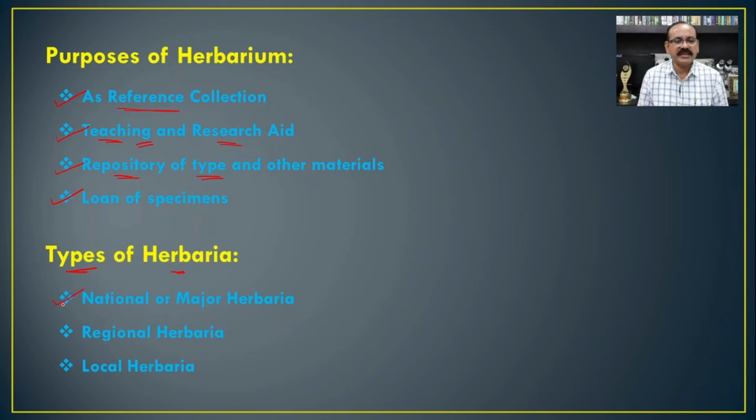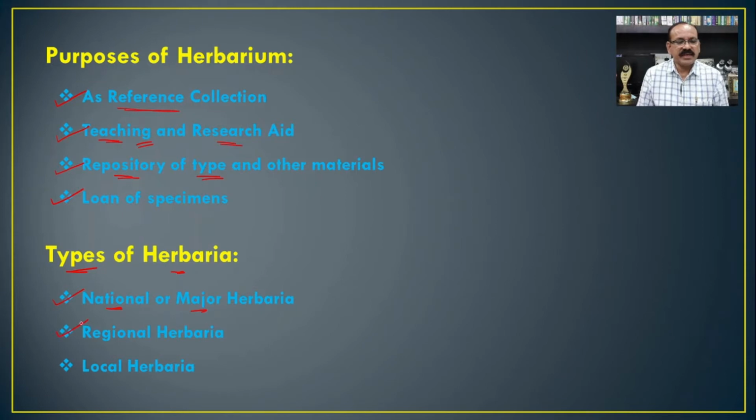The first one is the national or major herbaria, which contain specimens either from all over the nation or country, or there are many herbaria in the world that contain specimens collected from different nations also. Such types of herbaria are considered national or major herbaria.